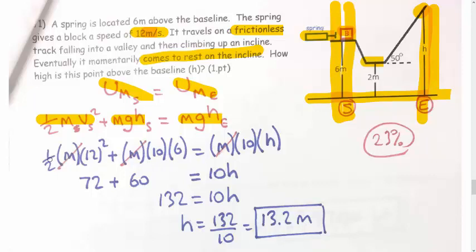So I'm just putting numbers in. A half times the mass times the velocity squared plus a mass times the gravitational field strength times the height is equal to the mass times the gravitational field strength times the height. So notice the masses cancel. Notice I never told you the mass. This is teachers being devious.